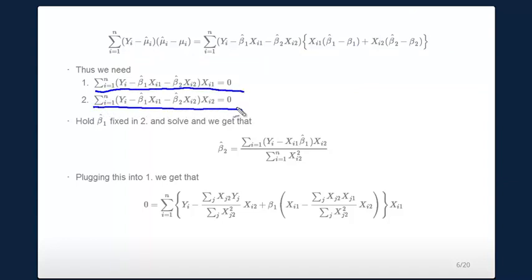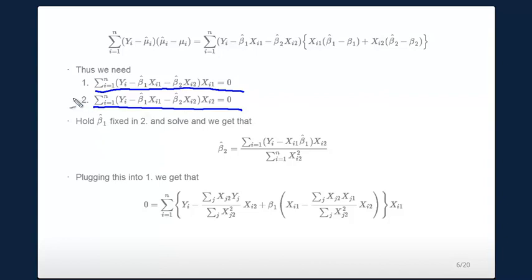And hopefully you'll have noticed a pattern: in general, for the more than two variable case, if you have p variables, you have p of these equations. So how can we solve these equations? Well, we have two equations and two unknowns, right? We don't know beta 1 hat and beta 2 hat, but we've got two equations, so hopefully we can solve it.